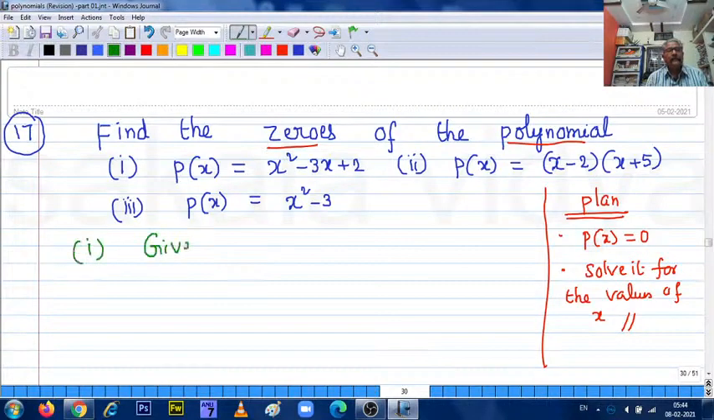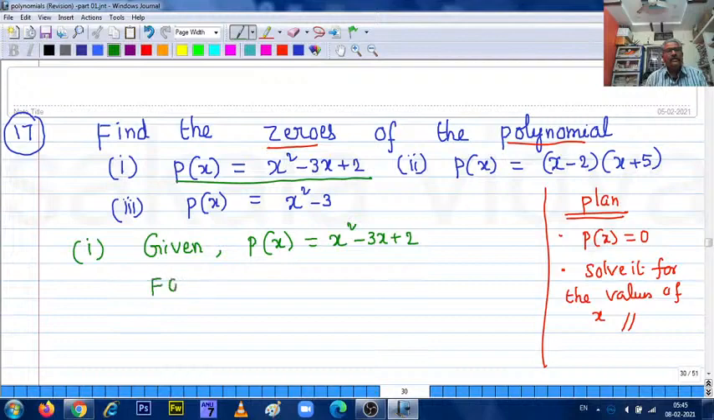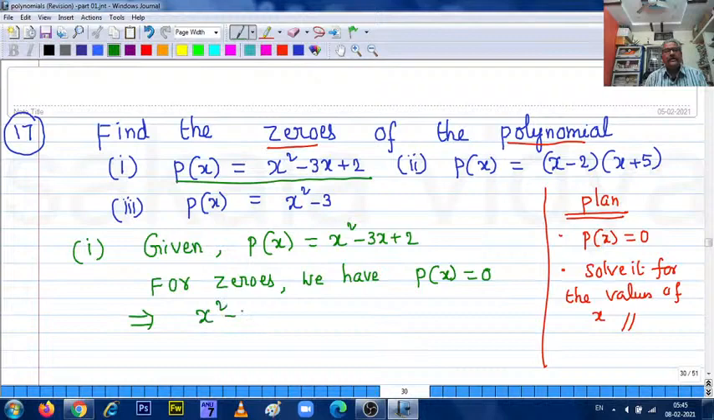Given P of x equals x square minus 3x plus 2. For zeros, we have P of x equals 0. So that implies x square minus 3x plus 2 is equal to 0. Now we need to solve this equation. This is called a quadratic equation. We need to solve it.